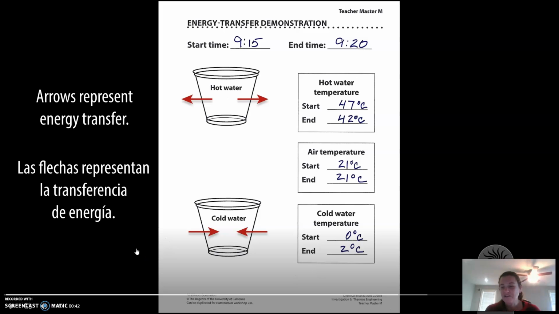Now here we can see that the arrows are in here just like they were in the online activity that you guys completed. Now the arrows in the hot water cup are showing as leaving the hot water cup because the energy is leaving the hot water. And the arrows for the cold water showing that it's coming in because the energy is coming into the cold water. Leaving the hot water, which means heat is leaving the hot water and it lost temperature. Coming into the cold water, which means energy is coming into the cold water, heat is coming into the cold water, and it gained temperature there. So that is the basic rundown of this experiment.